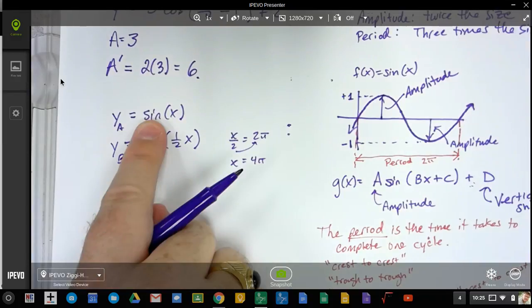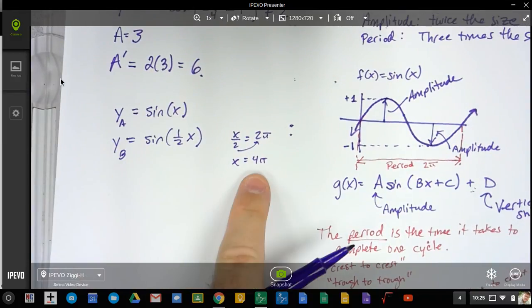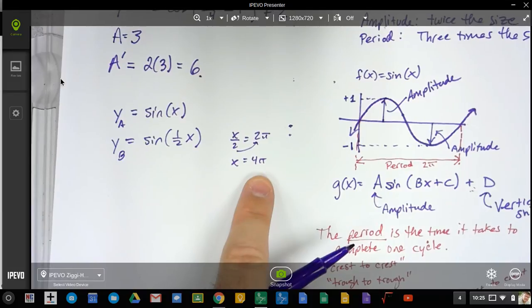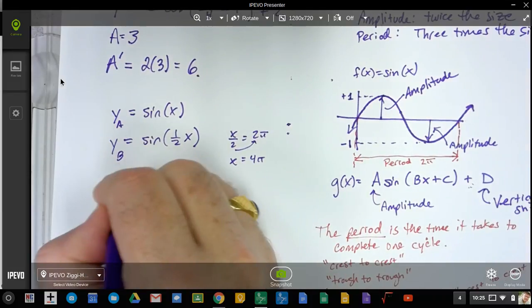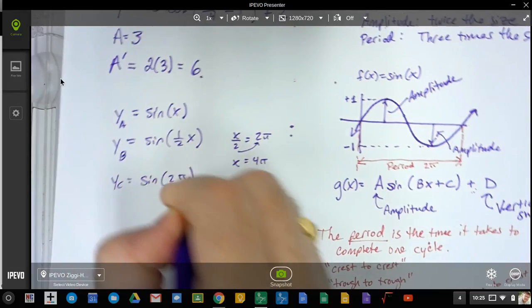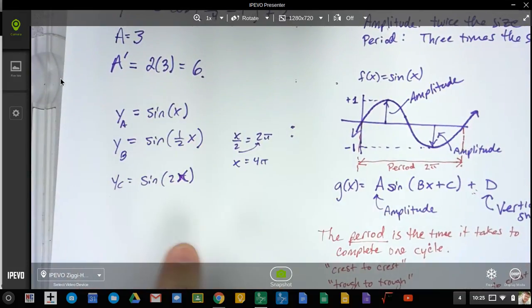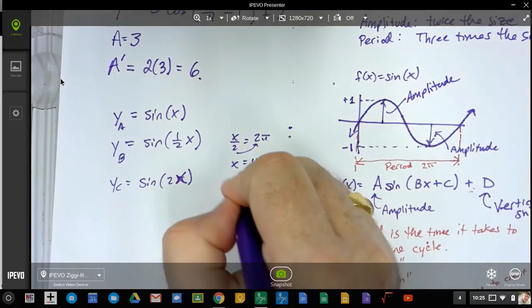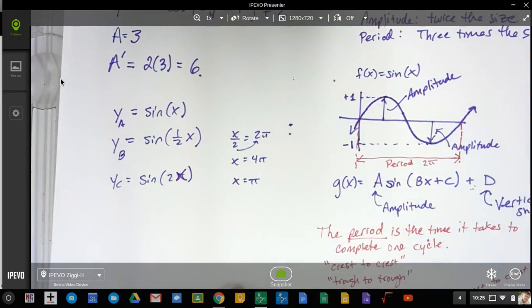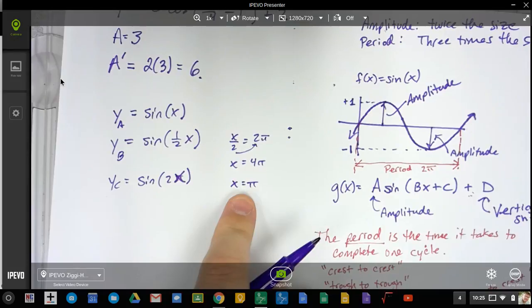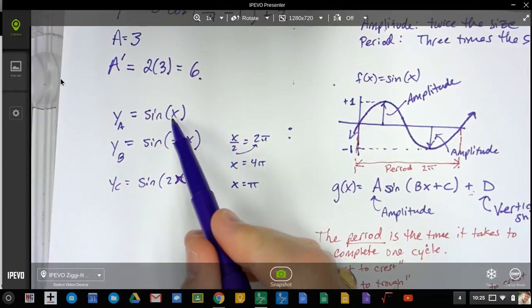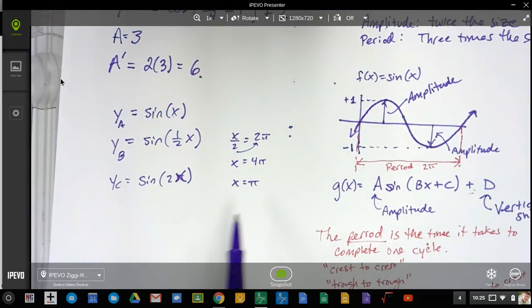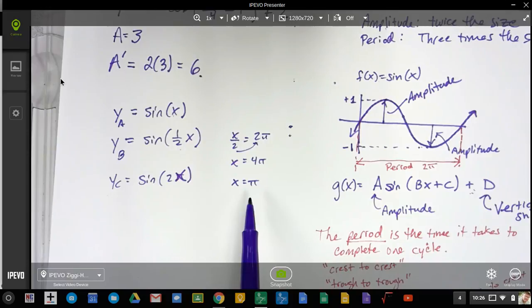So compared to the first function, this has twice the period, right? Now, if I said y of c equals sine of 2x, I'm sorry, that's supposed to be x. When does that hit 2 pi? Well, that hits it at x equal to pi, right? So that's quicker, right? So the period is actually shorter, okay? Y'all see that? So if you notice, it's the number that multiplies x that's controlling the period, okay?